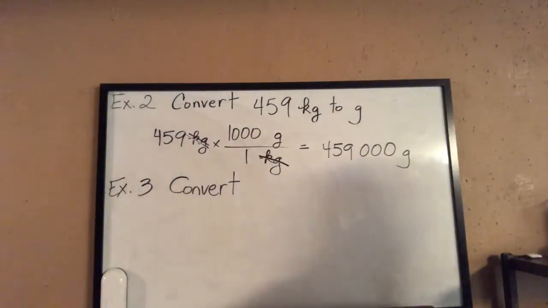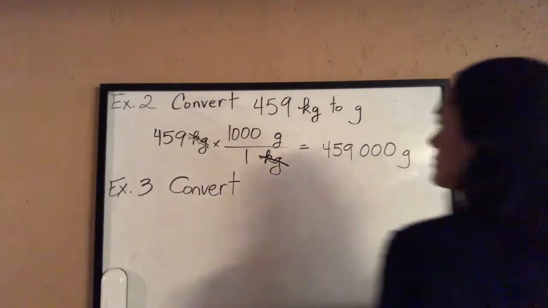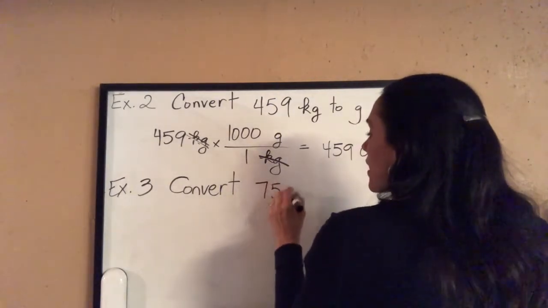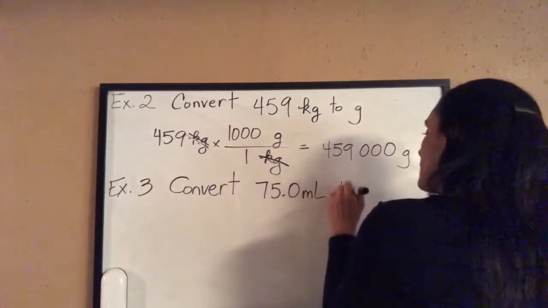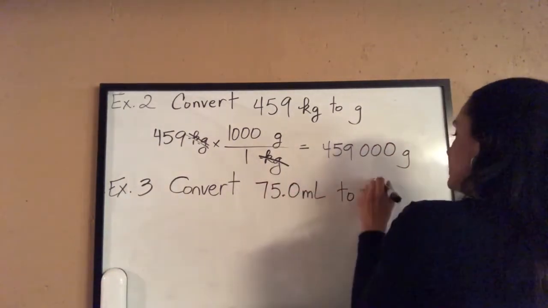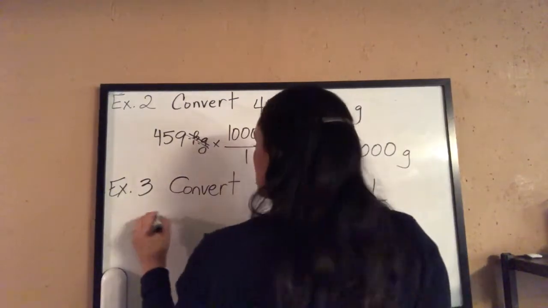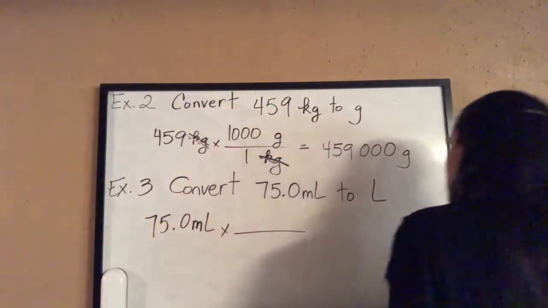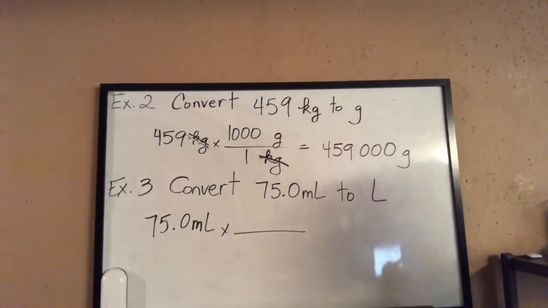Let's convert a unit in a volume unit. Let's convert 75 milliliters into liters. Okay? So 75 milliliters is our given unit. We want to convert it into the unit of liters.